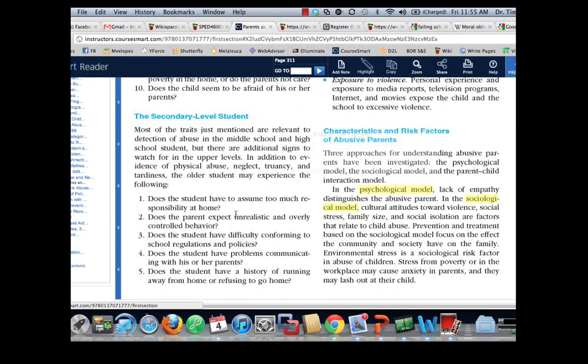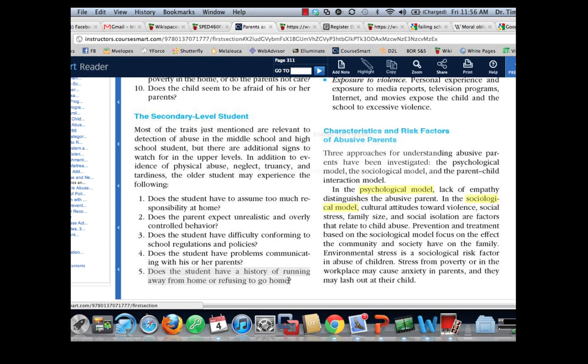Again, that's a very subjective thing. Parent expects unrealistic and overly controlled behavior. Student has difficulty conforming to school regulations and policies. So we assume that's abuse. So I want to have a Marlboro at noon. Is that a problem? Does a student have problems communicating with his parents? Don't we all? Does the student have a history of running away from home or refusing to go home?